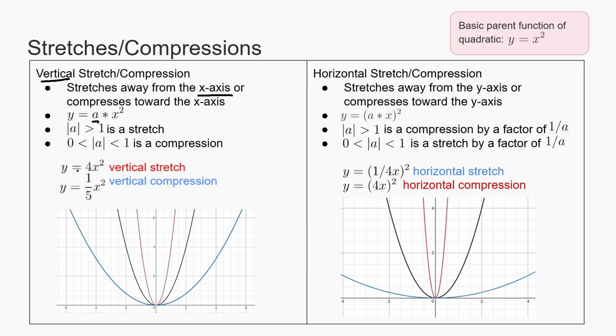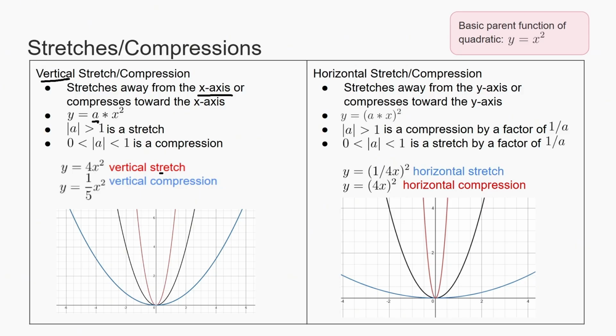So here we have y equals 4 x squared, which is a vertical stretch because it's greater than 1. And the red is drawn here. And our vertical compression, y equals 1/5 x squared, is this blue graph that we see here. The vertical stretch is going to appear thinner. And a vertical compression is going to appear wider.